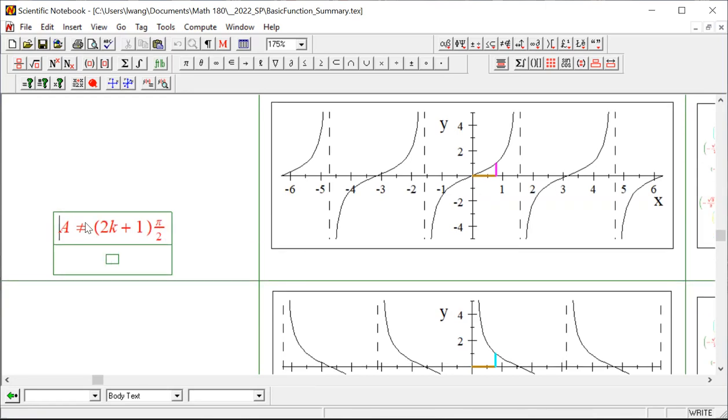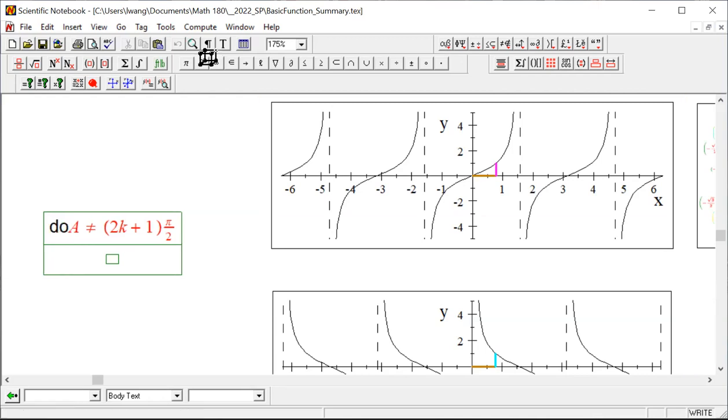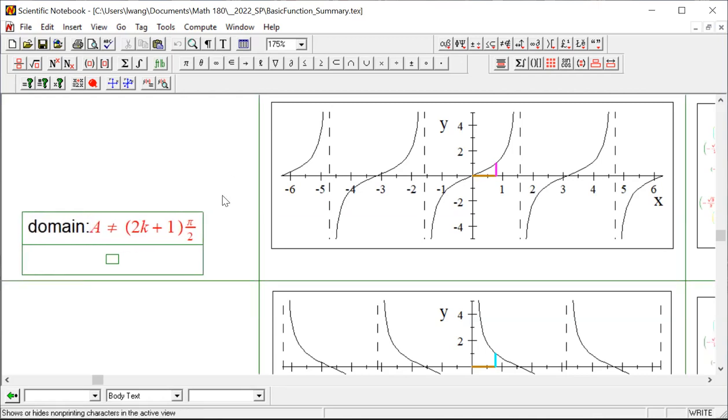And the range, right? So this is the domain. And the range is all real numbers. We have discussed in great detail why it is so.